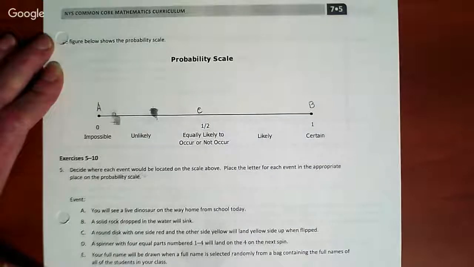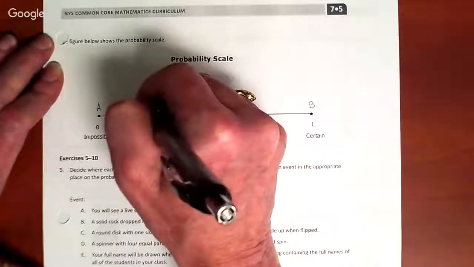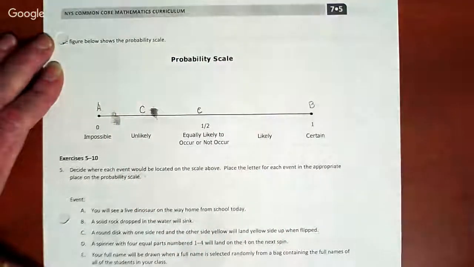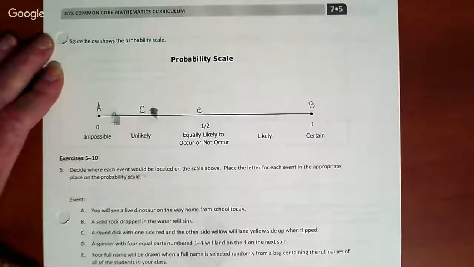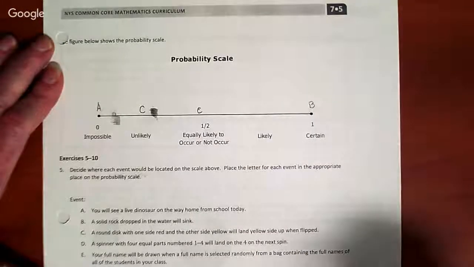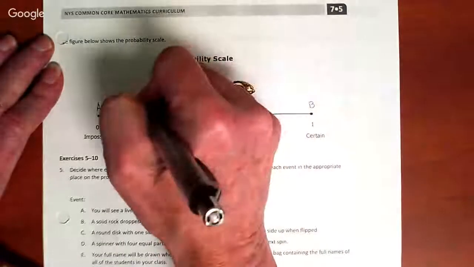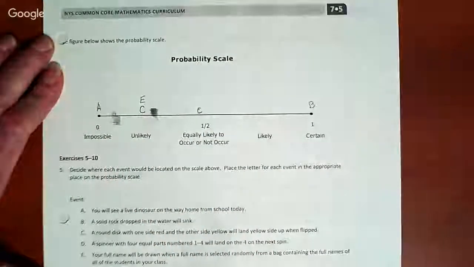A spinner with 4 equal parts, numbered 1 through 4, will land on the 4 on the next spin. That is unlikely because it's 1 out of 4. Your full name will be drawn when a full name is selected randomly from a bag containing the full names of all the students in your class. I would say that's somewhere between impossible and unlikely, but I'm going to put that in unlikely because of the number of people in your class. So I'm going to say that's E here, unlikely.